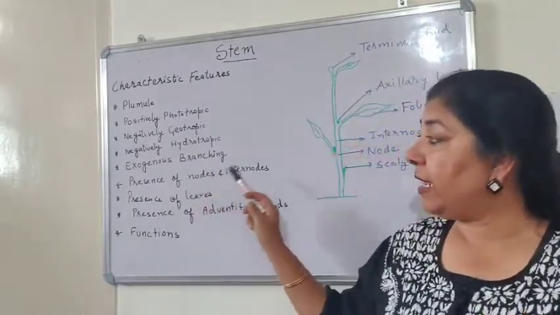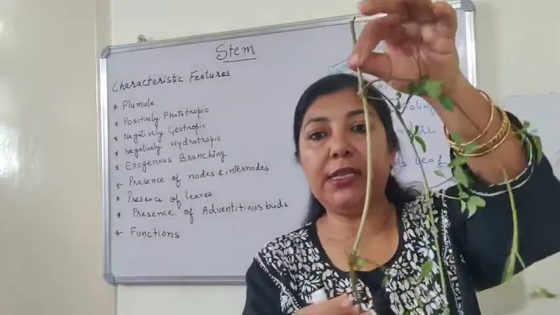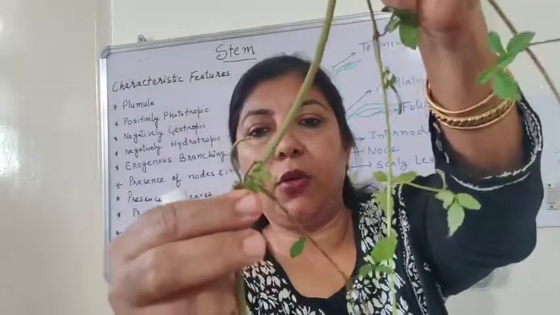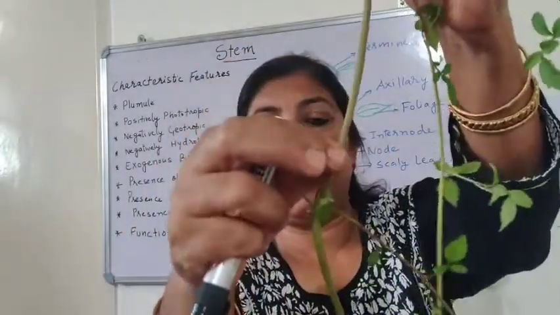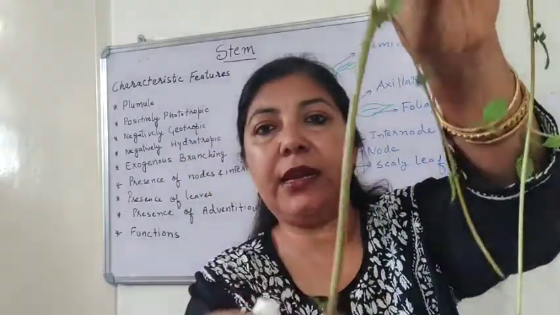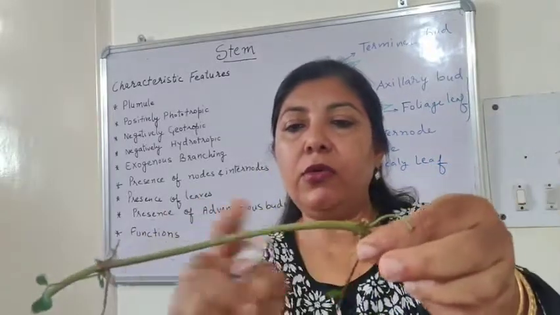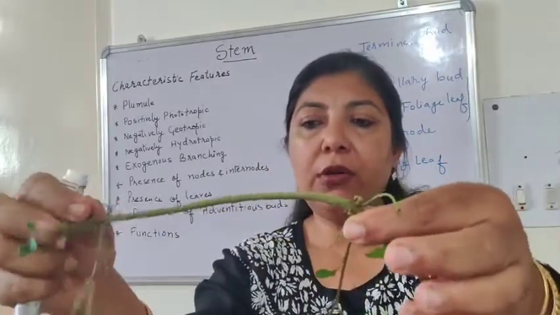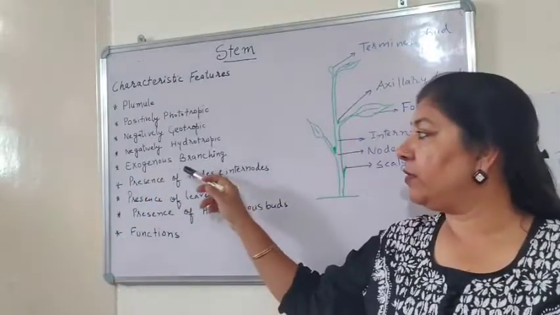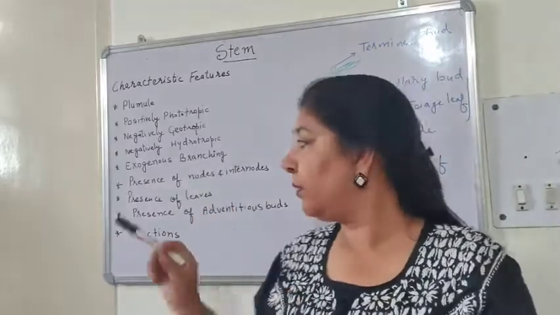Then there is always the presence of nodes and internodes in the stem. You can see such clear nodes. These are the nodes. This is a node and this is internode. Likewise node, node, and this is internode. So internode is the area between two nodes. So these two are nodes and this is internode. Okay. So stem always will have the presence of nodes and internodes.